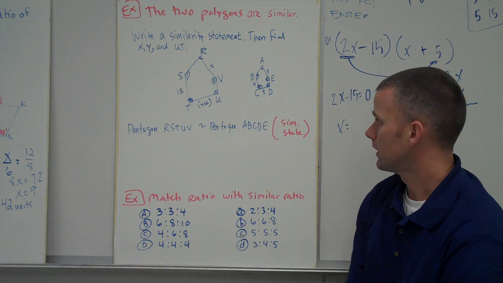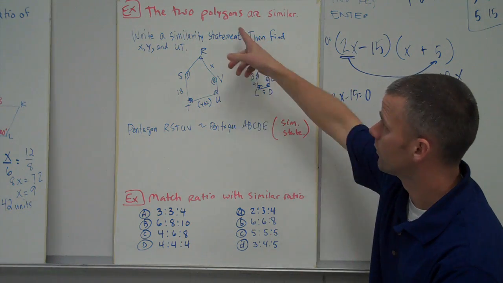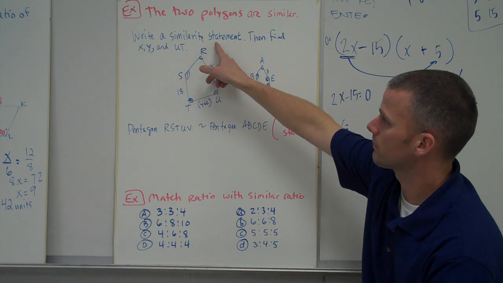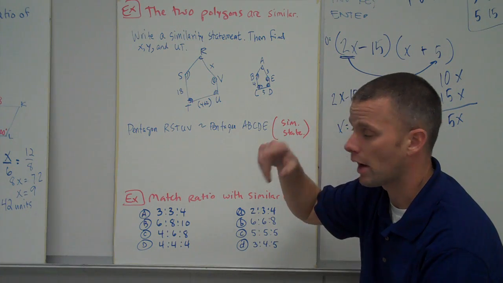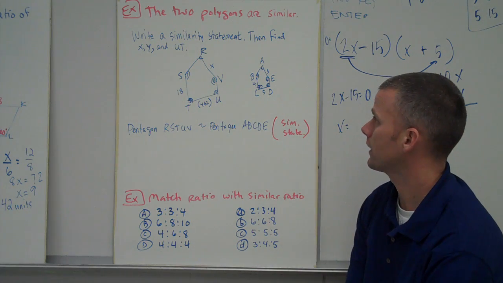Lastly, we've got 2 last examples here. You can see we've got some pentagons. The 2 polygons are similar. We want to write a similarity statement, which is what we had in the very first slide with the triangles. We want to find the values of x, y, and the length of segment UT.